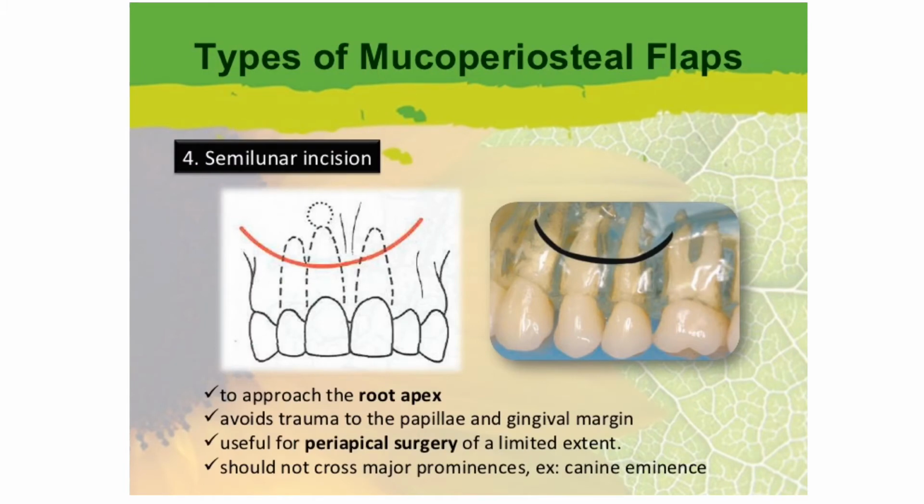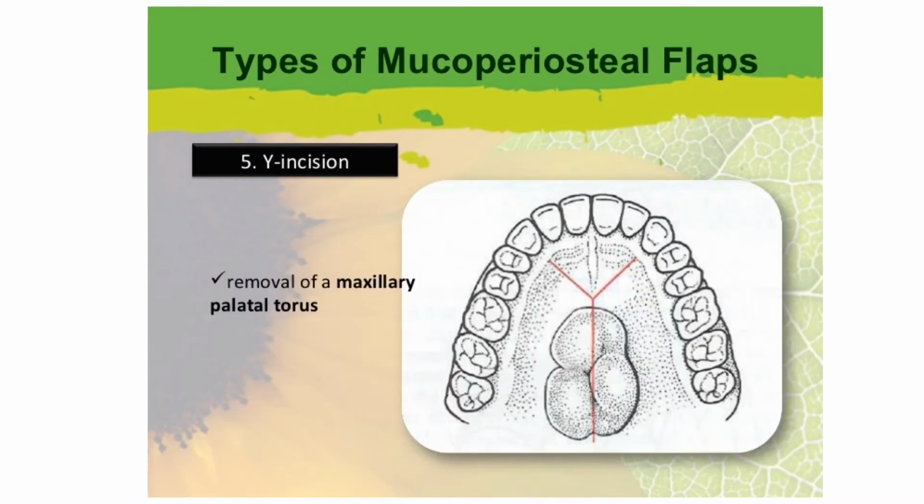So next is semilunar incision, which is placed at apex of the tooth. It is basically used to approach the root apex. It avoids trauma to the papilla and gingival margin. It is mainly indicated for periapical surgeries, that is apicectomy procedures involving the periapical region. Here the incision should not cross major prominences, for example canine eminence. In this picture we can appreciate Y-shaped incision, which is basically used for removal of maxillary palatal torus.